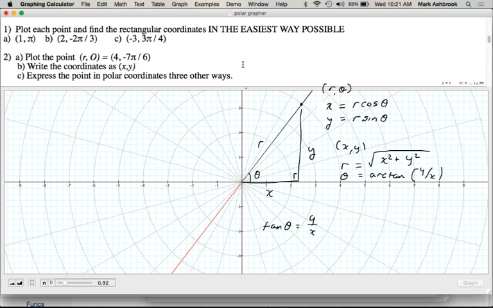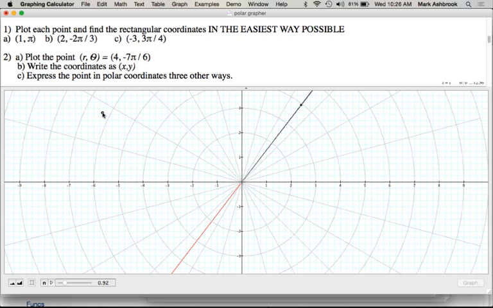So in number 1, this is what I'm saying. Don't just blindly plug into formulas. Think about what you're dealing with. So you're going to plot each point, and then you're going to find them in rectangular coordinates in the easiest way possible. And sometimes the easiest way possible is thinking and understanding, not formulas. Okay? And then plot the point for negative 7 pi over 6. Express as x and y.